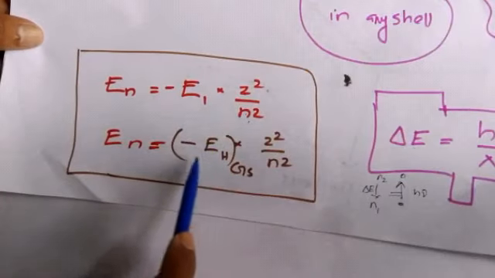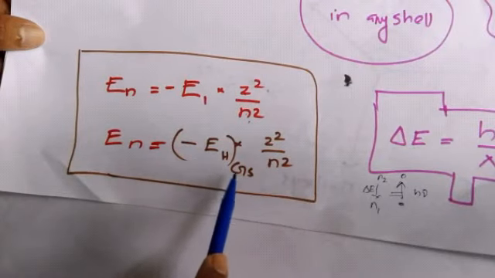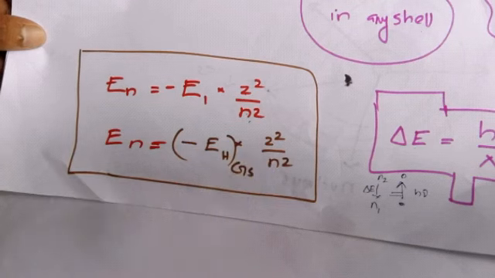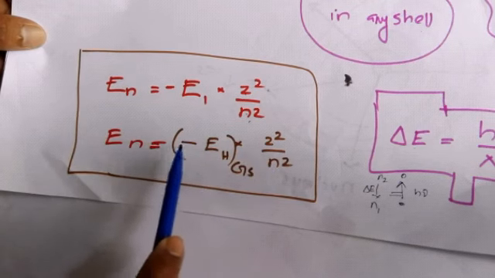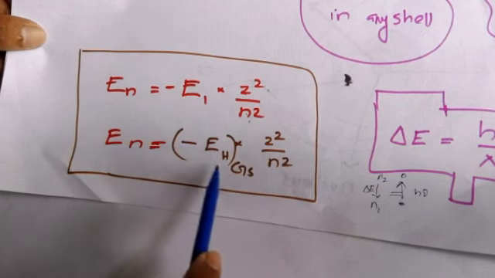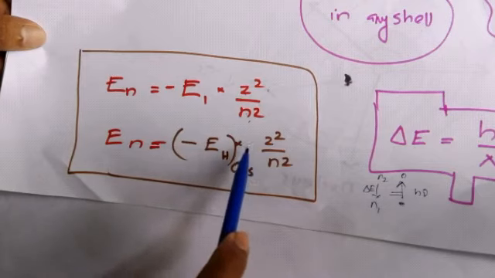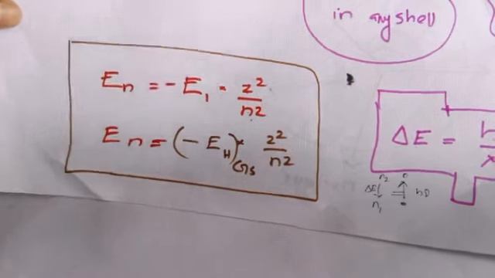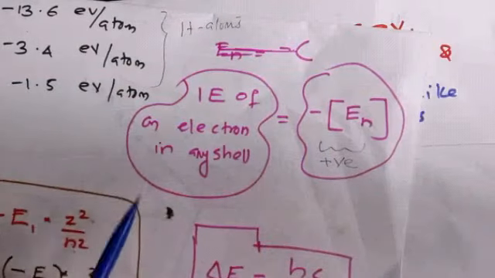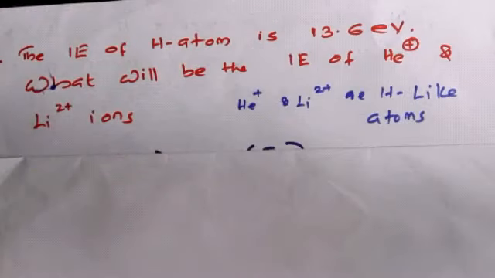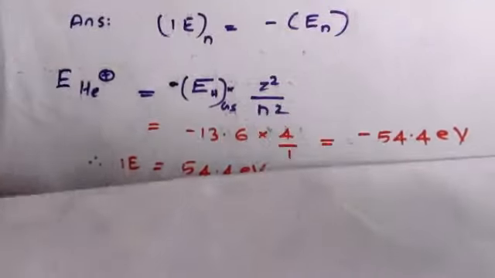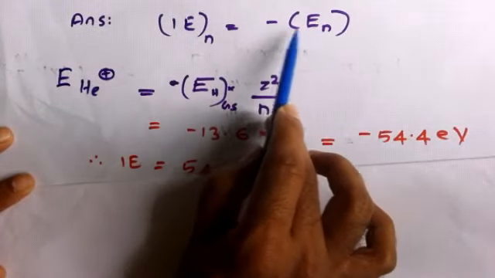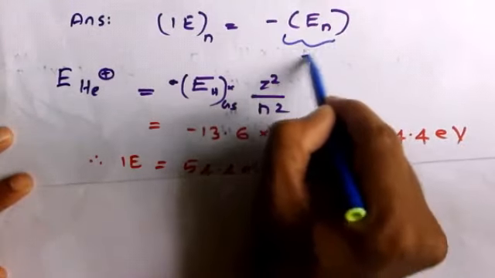En in terms of hydrogen is En is equal to minus E_H ground state, energy of hydrogen in ground state, into Z square by N square. If you get this value, make it positive, you will get the ionization energy. See, ionization energy is equal to minus of En, that is net positive, it's a positive value.